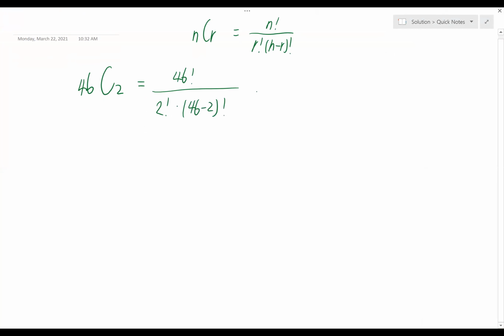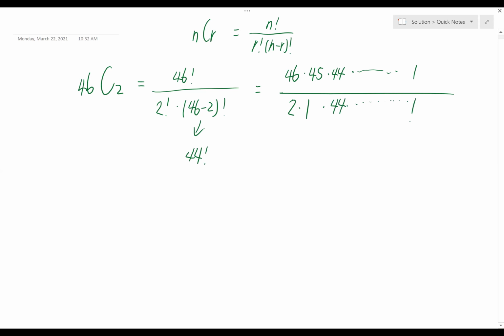All right, and we get 46 factorial is 46 times 45 times 44 all the way to 1, right? 2 factorial is 2 times 1. And then this is 44 factorial. 44 factorial is 44 times 43 all the way multiplied to 1. As you can see, everything after 44 will be canceled. So basically we just have 46 times 45. That's exactly 2070. And divide by 2. Okay, so it's 1035.